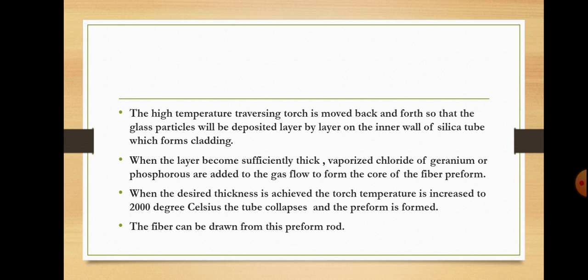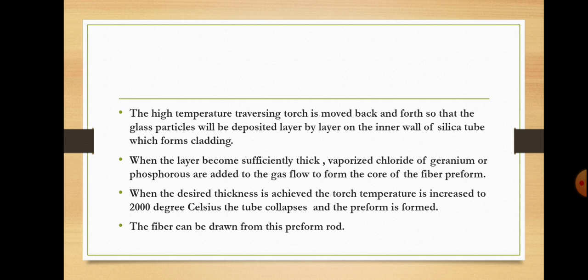So the high temperature traversing torch is moved back and forth so that the glass particles will be deposited layer by layer on the inner wall of the silica tube. This layer of silica particles forms the cladding. When the layer becomes sufficiently thick, the vaporized chlorides of germanium or phosphorus are added to the gas flow to form the core of the fiber preform.